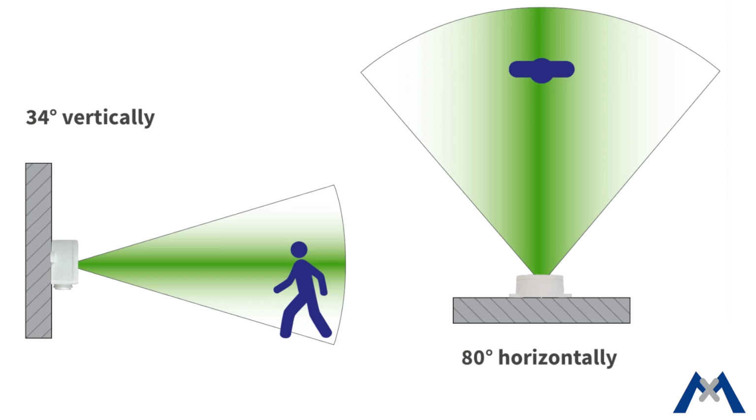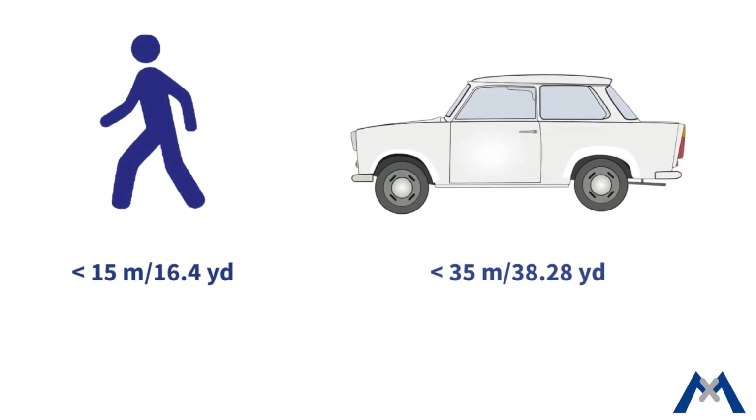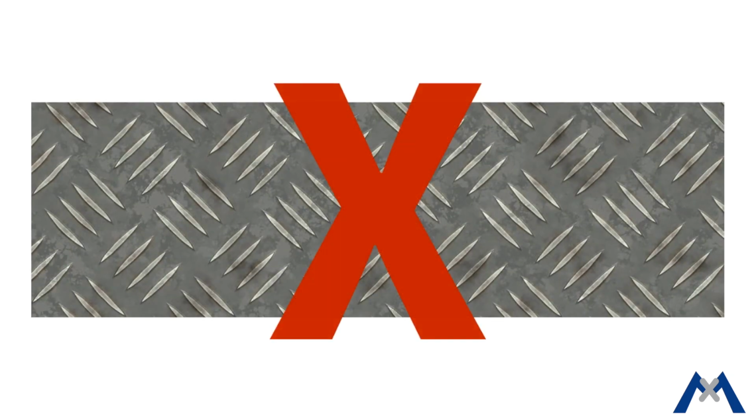Note that the detection precision is best if the objects are moving perpendicular in front of the label of the Proximity Box. A person can be detected in a distance of 15 meters and cars 35 meters. It is not possible to install the MX Proximity Box behind some material since they absorb or reflect the radar waves, for example metal or metal-coated surfaces.